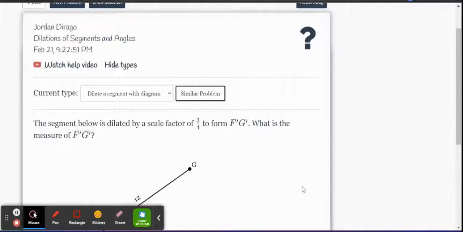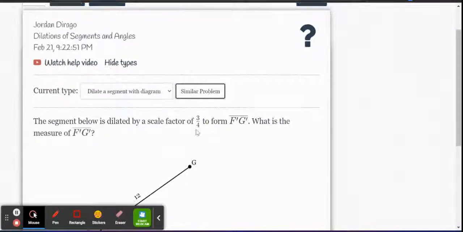In today's video, we are going to be dilating segments and angles, given a certain amount of information, maybe given some diagrams, maybe given some problems without diagrams, but just knowing our vocabulary and being able to decipher the information. So in this one, they do give us a diagram to help us.